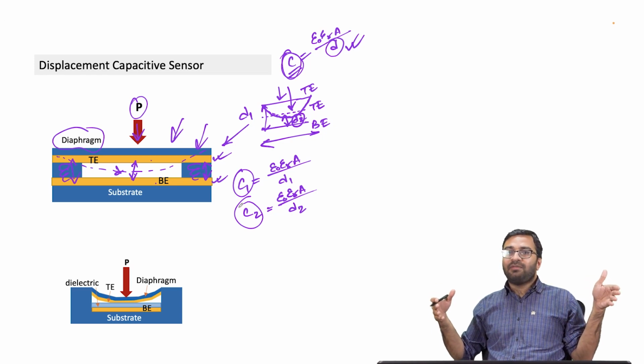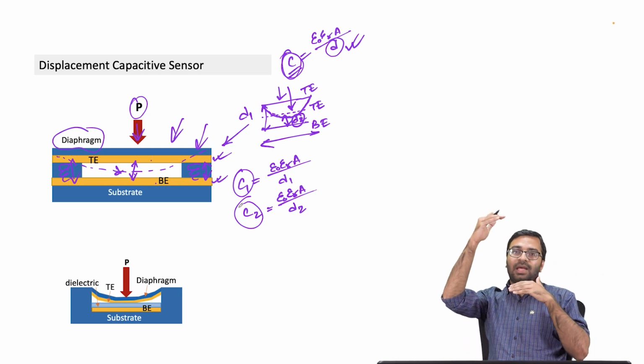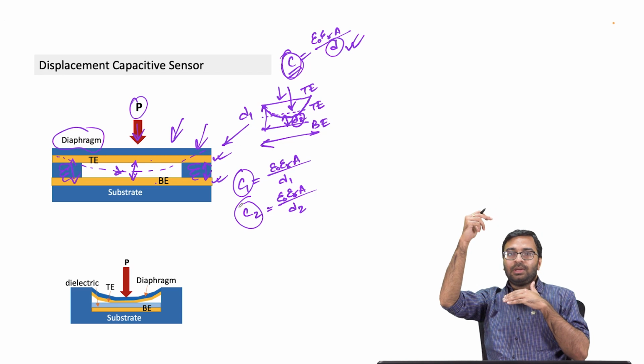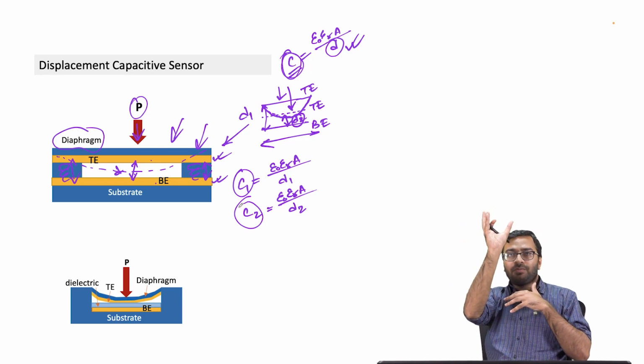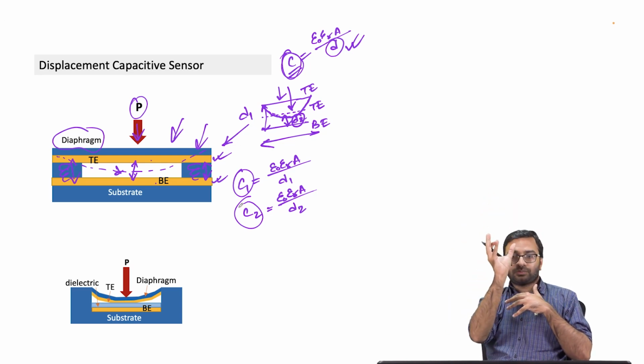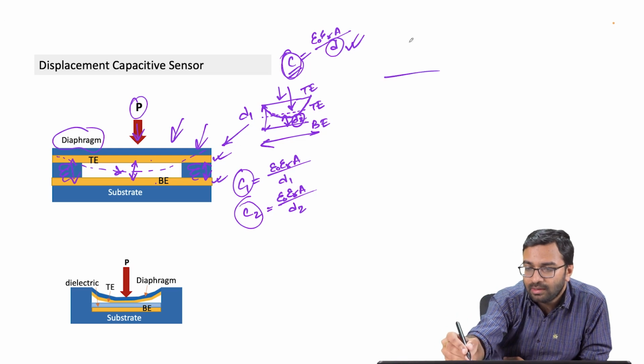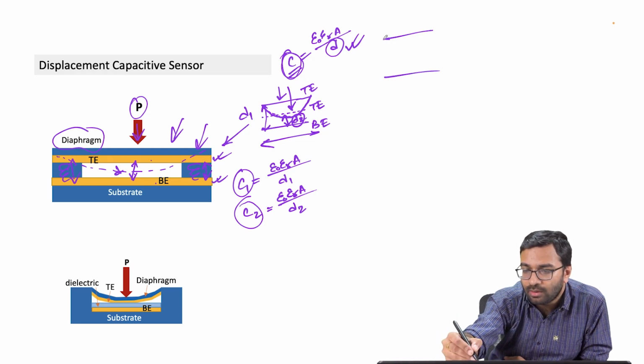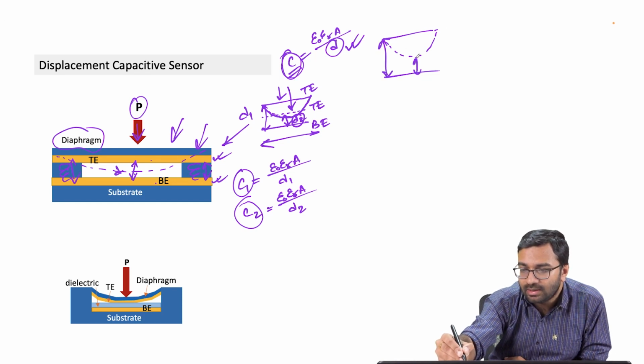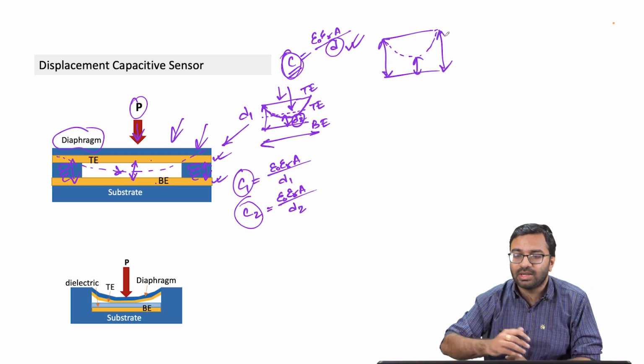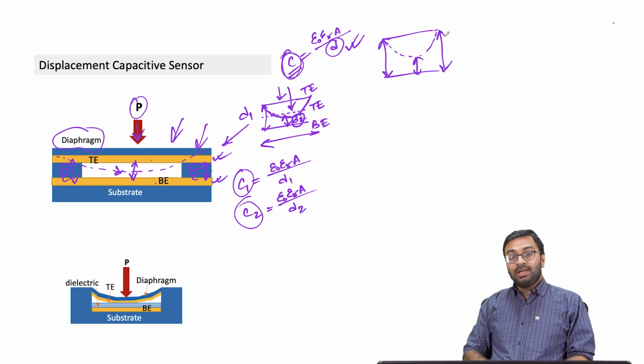But if the side walls are fixed, and your roof is a kind of diaphragm which is deformable, and somebody presses from the top, then the middle portion of your roof will come down. So in the side view, you will find the roof is actually bending like this, right? So the distance here and here is not the same. There is a variation in the distance. In such a situation, you have to calculate the total capacitance in that way.